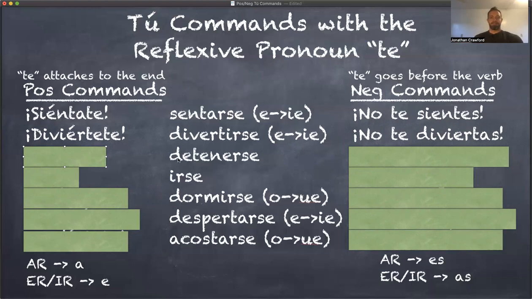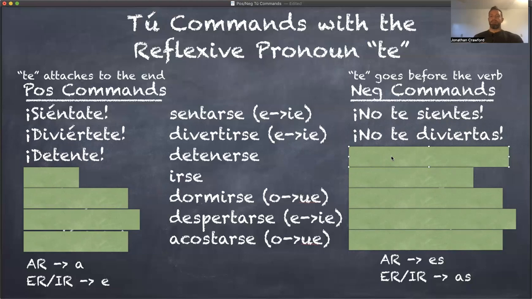And so this is just detener, so it'll be deten. But it's also reflexive, and so it'll be detente. And since the emphasis is on the second to last syllable, it does not need an accent mark. Detente.